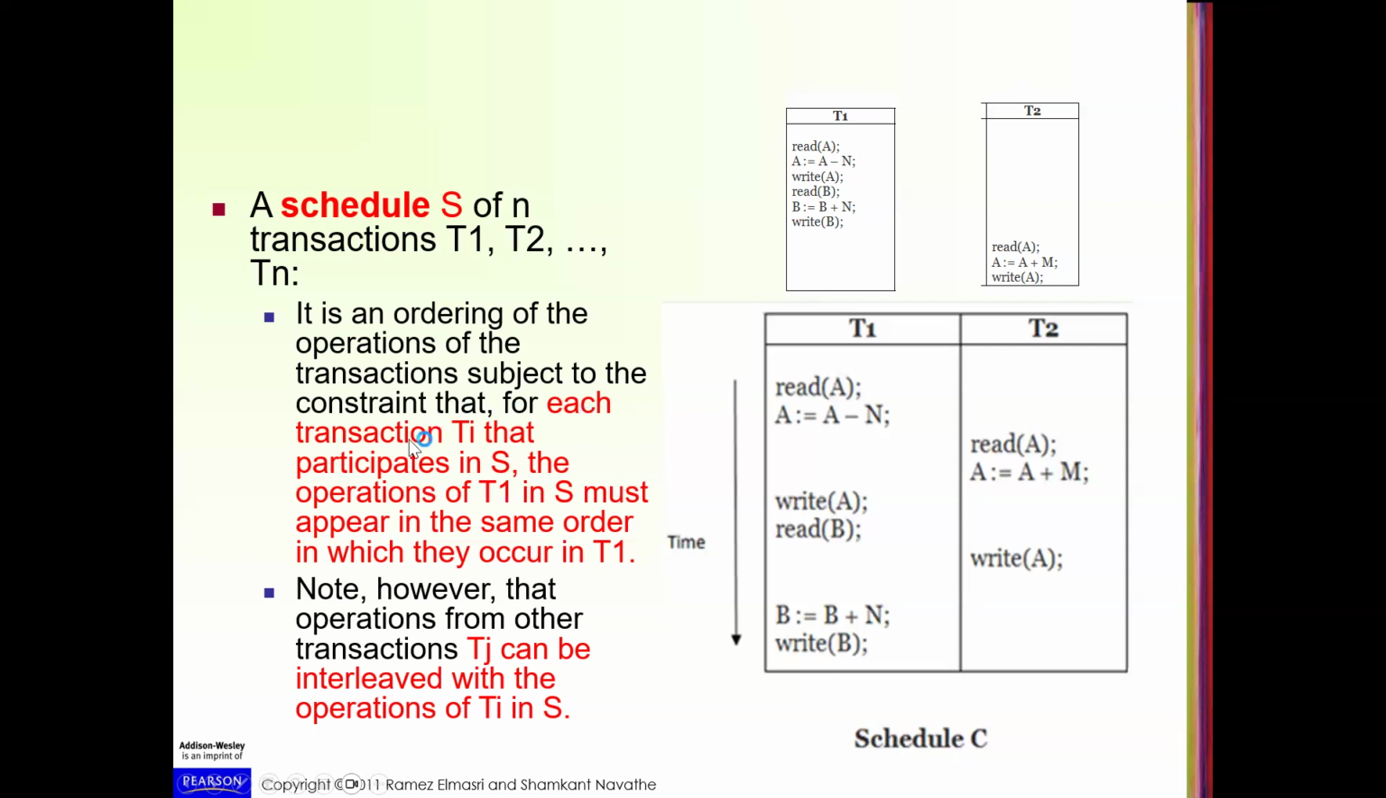Any transactions in Ti, when it is participating in S, will follow the same order as it was there in Ti. So if T2 wants to participate in the schedule, then what is the first transaction of T2? It will be the same transaction of T2 in the schedule also.